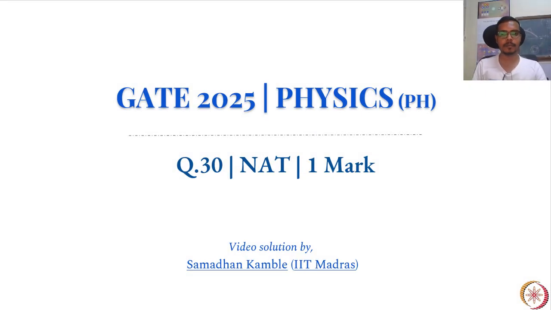Question number 30. This is a 1-mark numerical answer type question from thermodynamics. It basically tests your understanding of entropy changes in different processes, specifically comparing free expansions with reversible isothermal expansion. The question relies on a fundamental property of ideal gases that often trips students up.